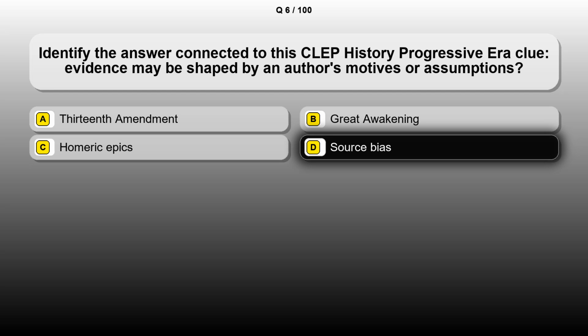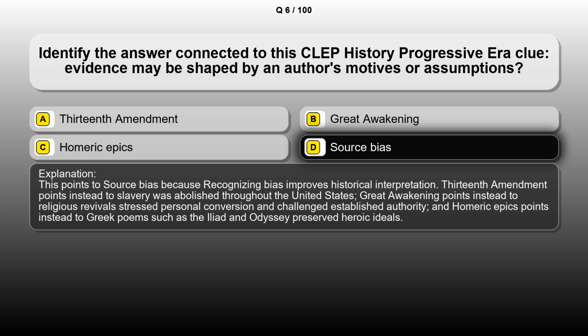The correct answer is option D, source bias. This points to source bias because recognizing bias improves historical interpretation. 13th Amendment points instead to slavery being abolished throughout the United States.